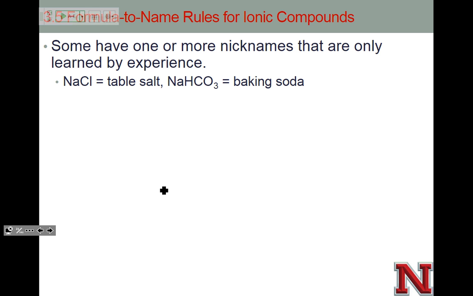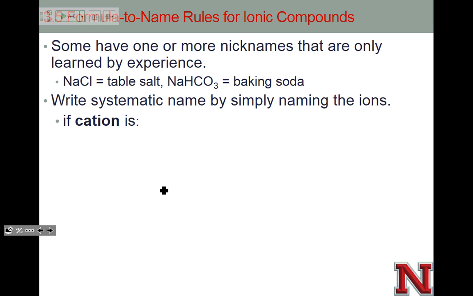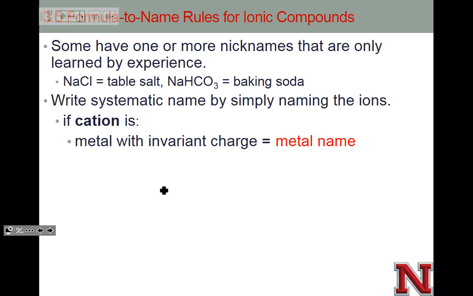So we're going to talk about systematically naming our ionic compounds. Our systematic name is fairly simple. The name is simply named by our ions. If it's a cation, it's just the metal name. Fairly easy. So the calcium is just calcium. We're going to put calcium.